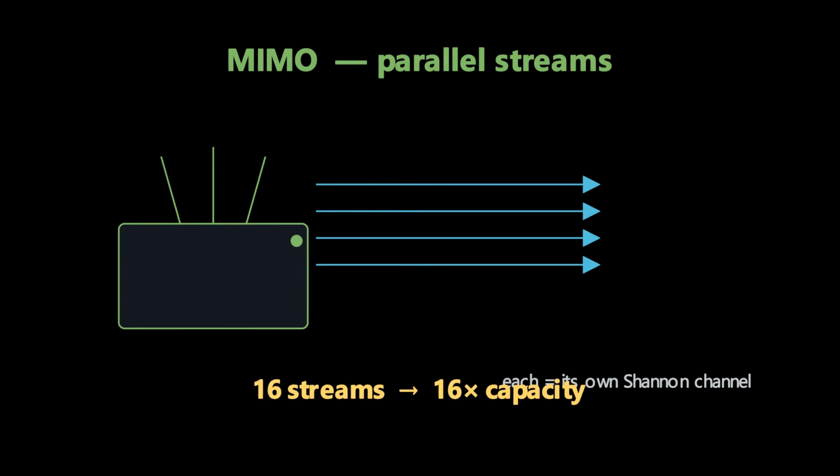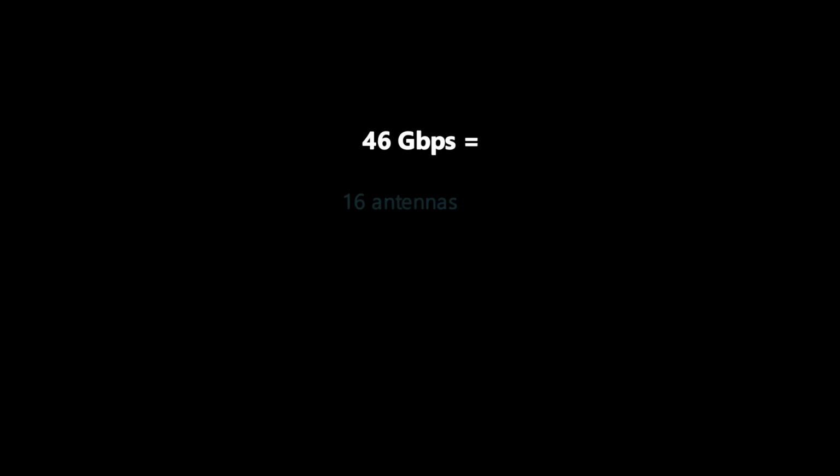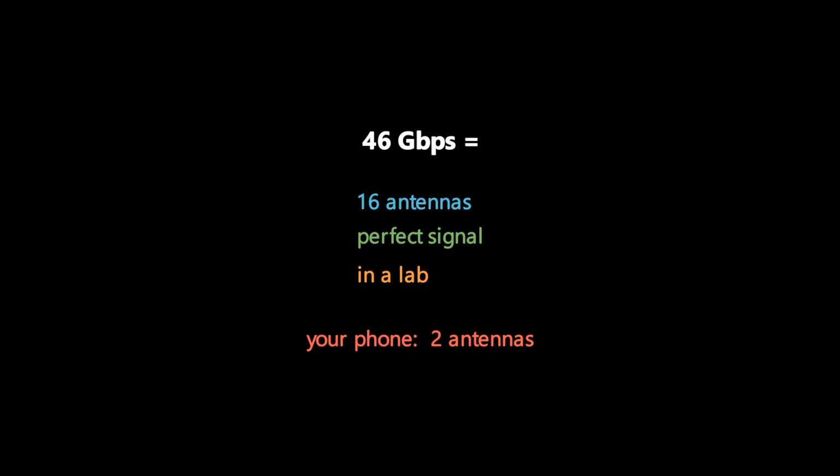So that 46 gigabits? It's the absolute physical ceiling, with 16 antennas, perfect signal, in a lab. Your phone has 2 antennas. So your phone's actual maximum on Wi-Fi 7, verified by Intel specifications, is 5.76 gigabits. Already an 8x cut from the box.